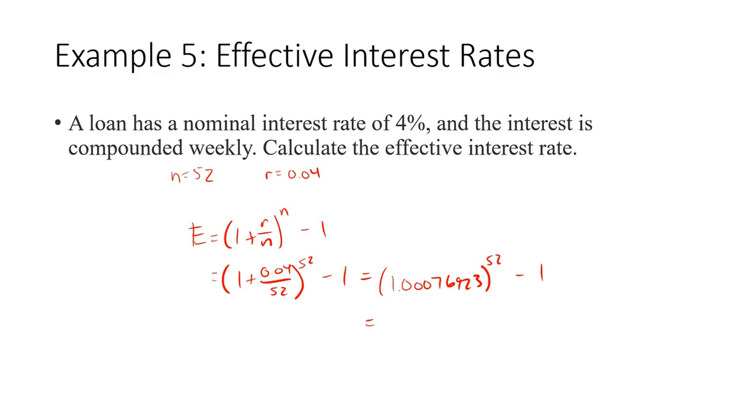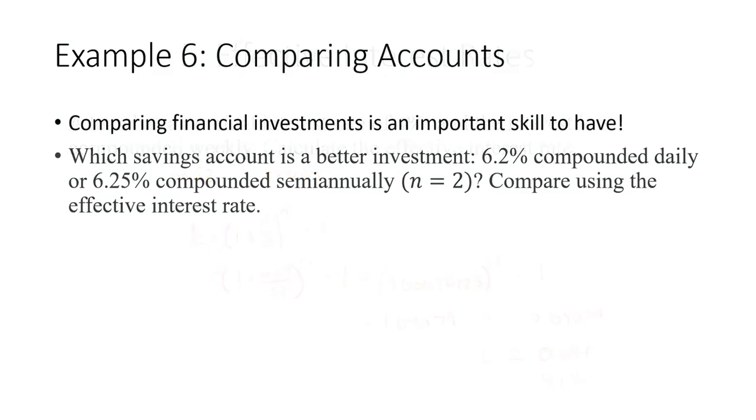If we raise that to the 52 power, 1.04079 minus 1, 0.04079. Or an effective interest rate of 0.041, or 4.1%. It's not that much different from the compound interest rate, the nominal rate, but it is different. It's important to be able to compare financial investments to figure out if you're going to make more money with one account, or to figure out if one account is going to cost you more money, if one loan will cost more than the other.